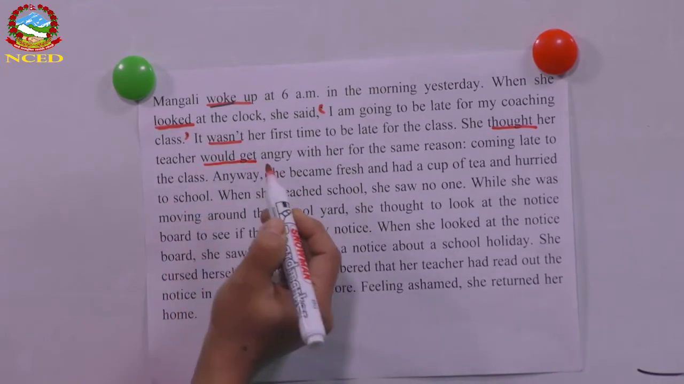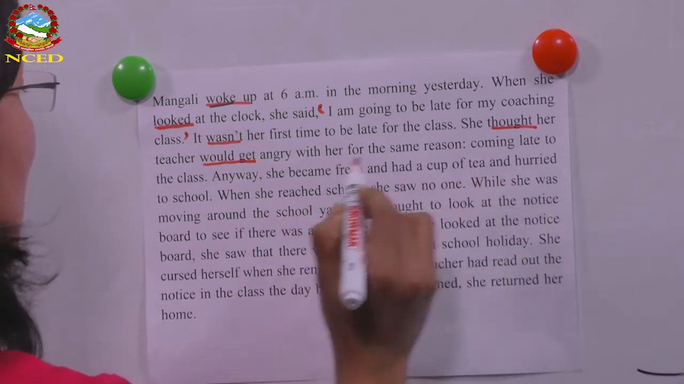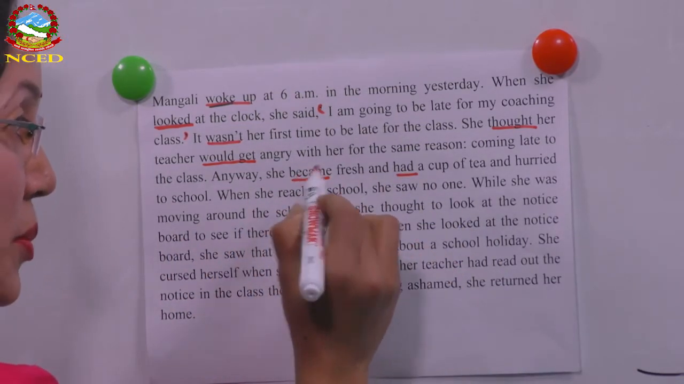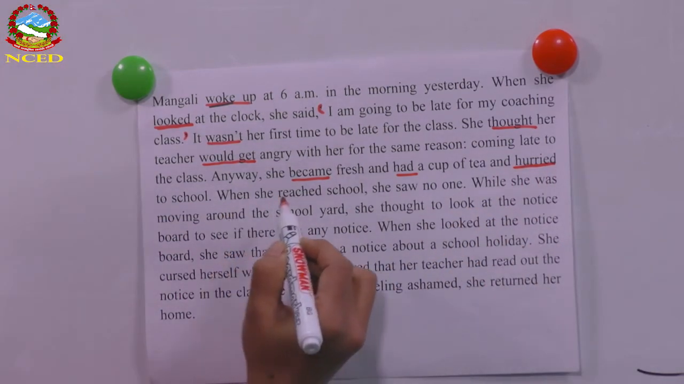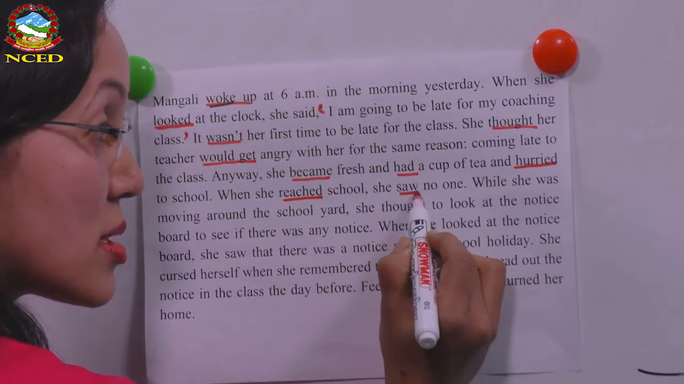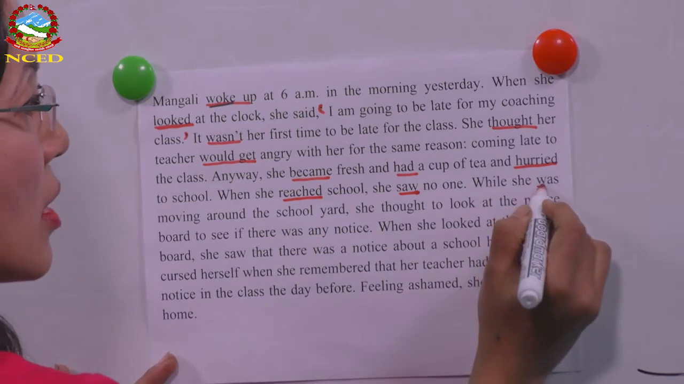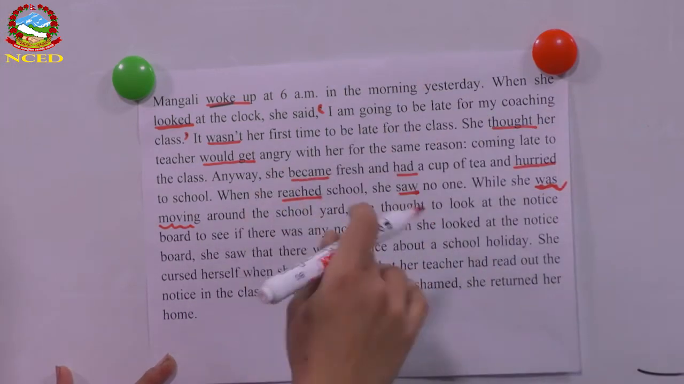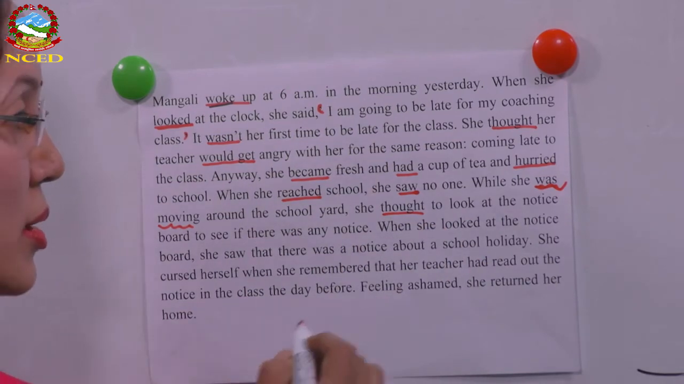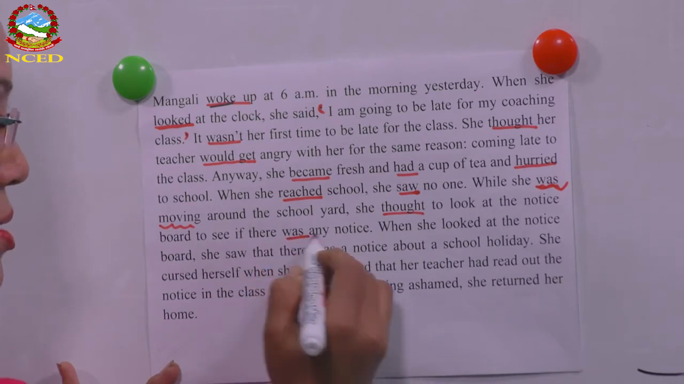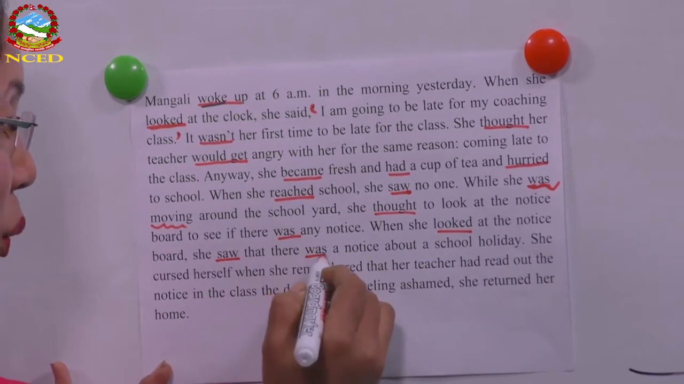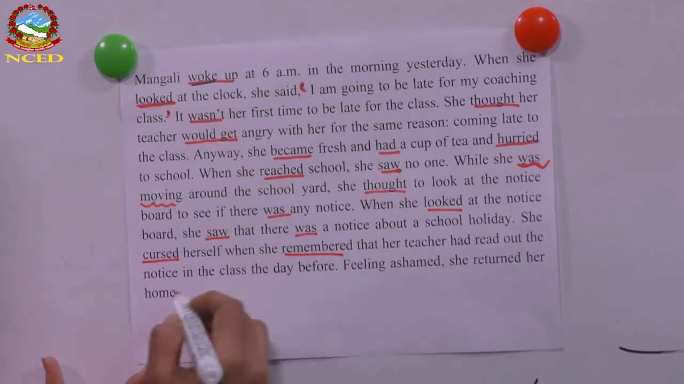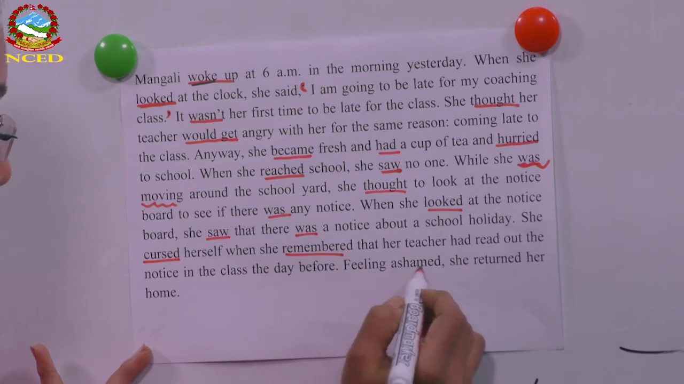Next, she thought her teacher would get, okay, would get, past simple, for the reason of coming late to school. Anyway, she became fresh, and she had, have had, become, became, and hurried. When she reached school, simple past, she saw no one. While she was moving, now it is past continuous, because it is ongoing, let's say extended. While she was moving around the schoolyard, she thought, past simple, and then looked, saw, was, cursed, and remembered, it is past perfect.